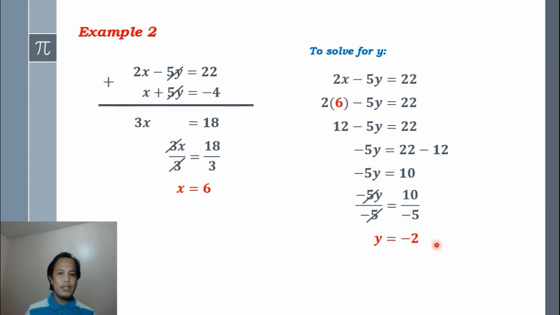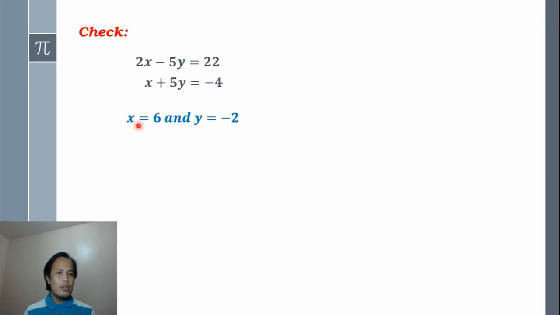Now, to check if these values are correct, let us go back to our original equation, and these are the values: x is 6 and y equals negative 2. To check equation 1, we have 2x minus 5y equals 22.